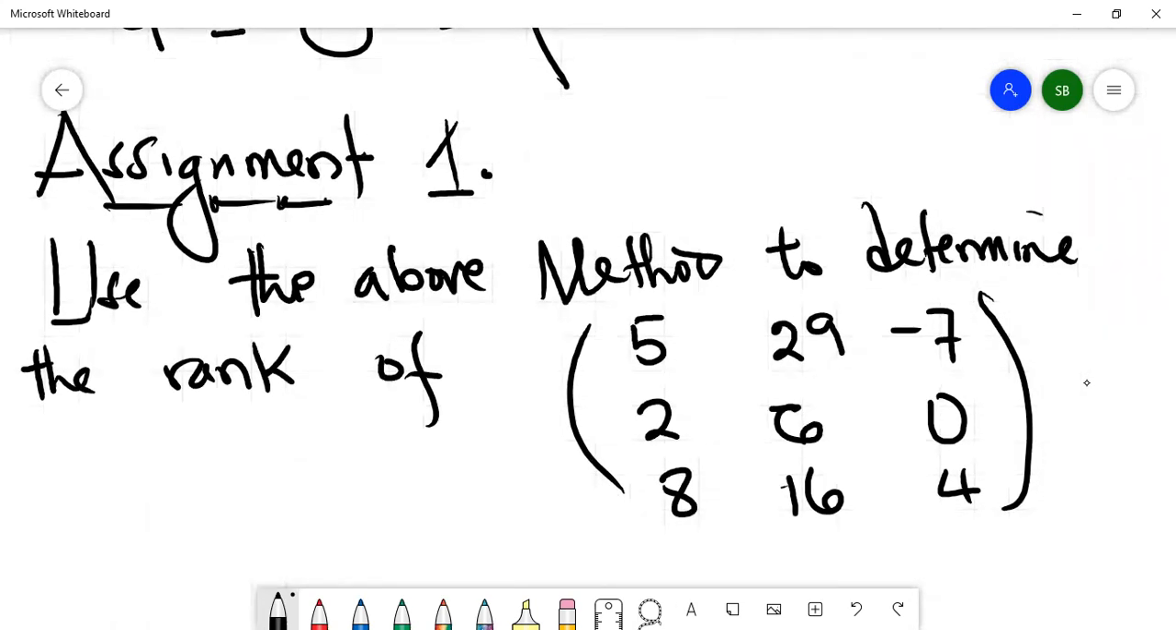In our next lecture, we shall consider another useful method that we will apply in determining the rank of a matrix. Thank you very much for listening.